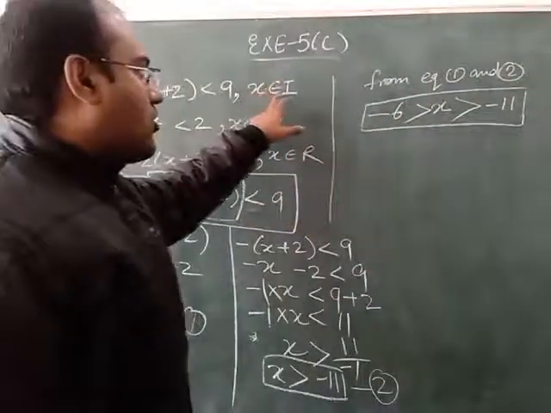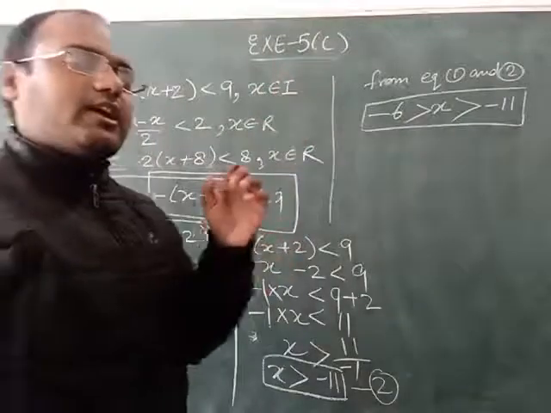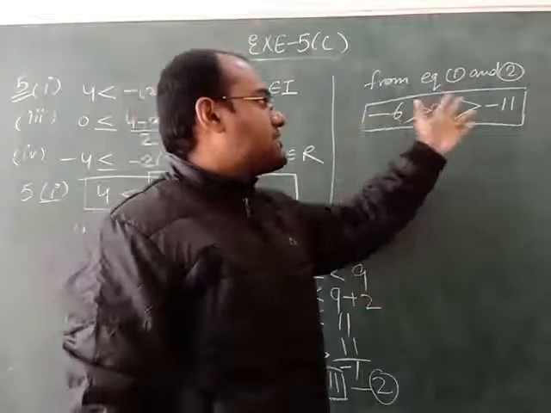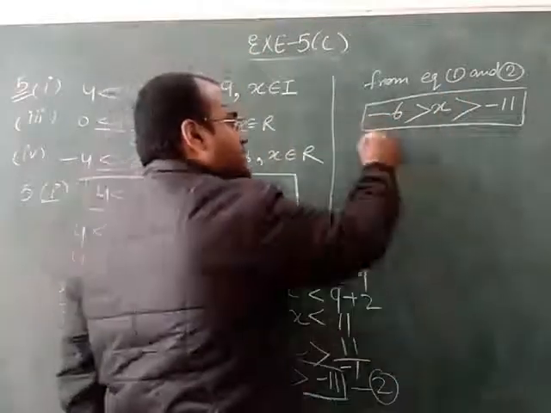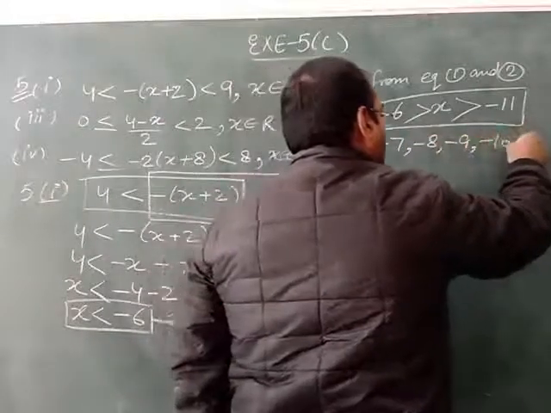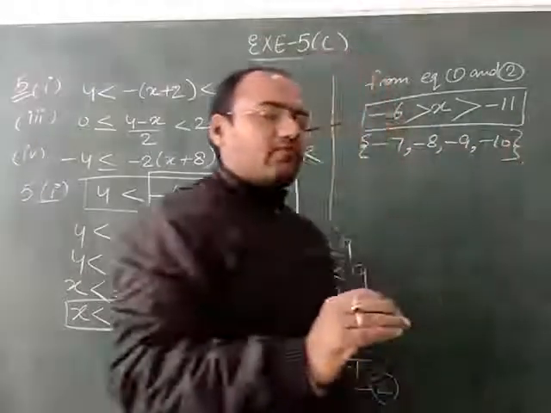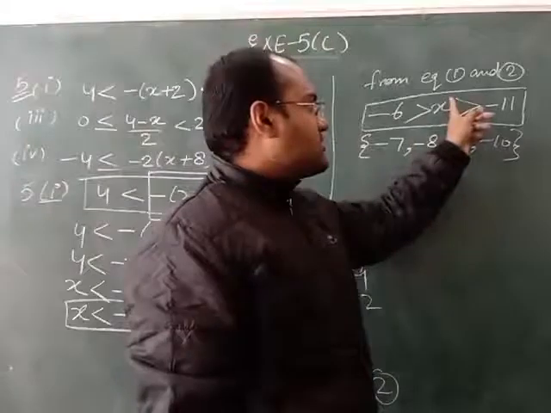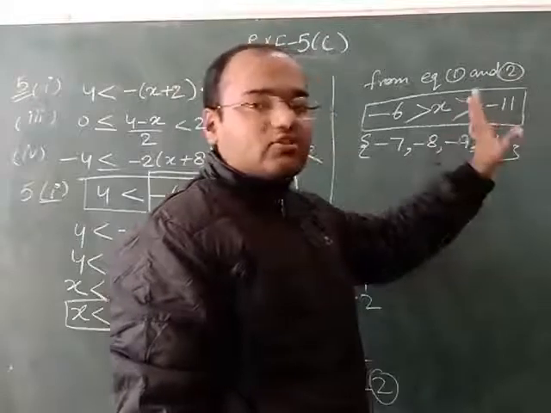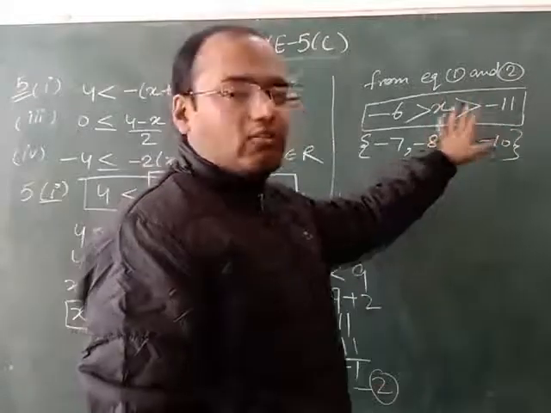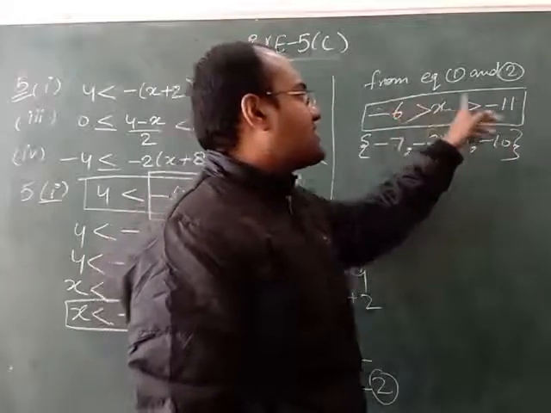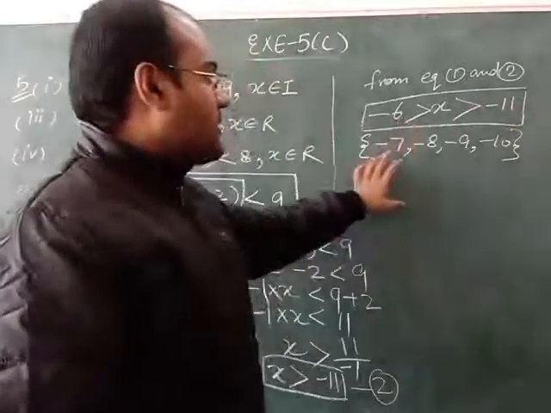Here it is written x belongs to integers. X belongs to integers means you can take positive numbers as well as negative numbers. So between minus 6 and minus 11 we have to take all the integers: minus 7, minus 8, minus 9, minus 10. We will not take minus 11. Why? Because this is x greater than minus 11, and the equal sign is not coming here. That's why we will not take minus 11. We have to take the numbers between minus 6 and minus 11. Now this is the final solution.